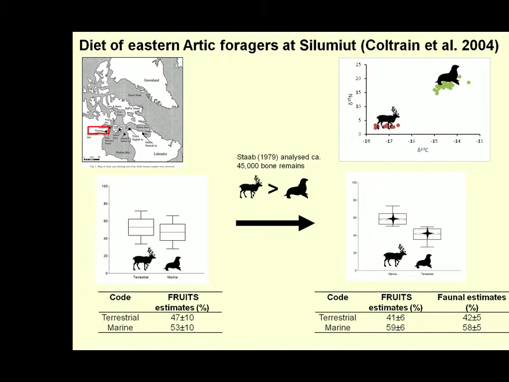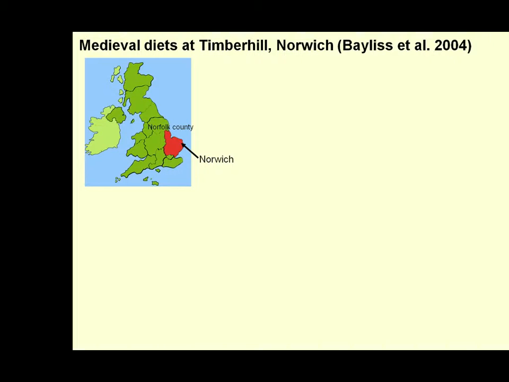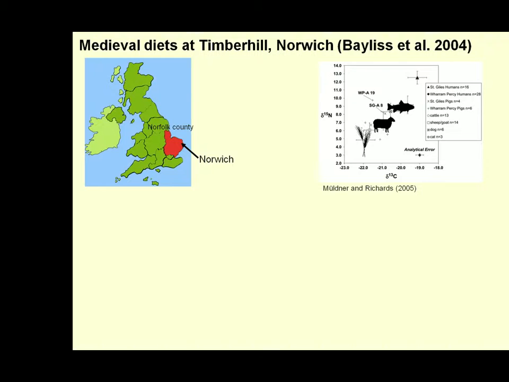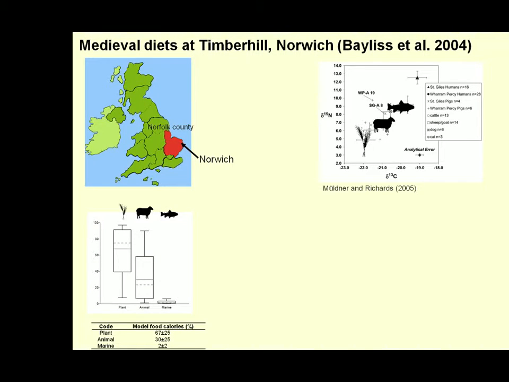And now we move to medieval England, to the site of Timberhill, a medieval graveyard in the city of Norwich, and data published by Bayliss et al. in 2004. So in terms of the isotopic baseline, isotopic signals were defined for three different food groups: terrestrial plants, terrestrial animals, and marine fish, using a variety of published data. These are the estimates generated by fruits for the caloric contributions coming from each of these food groups.